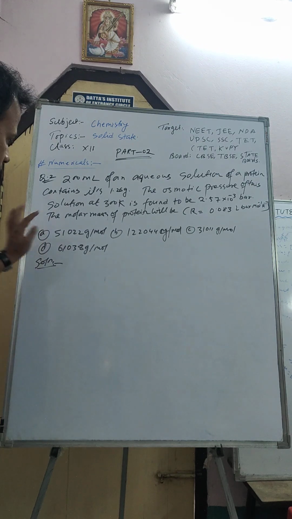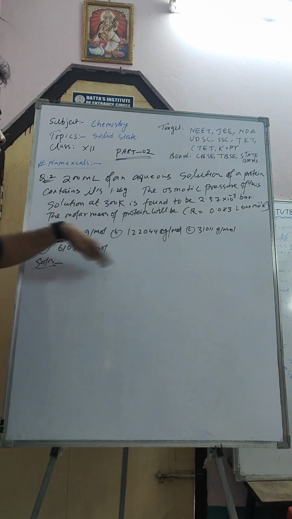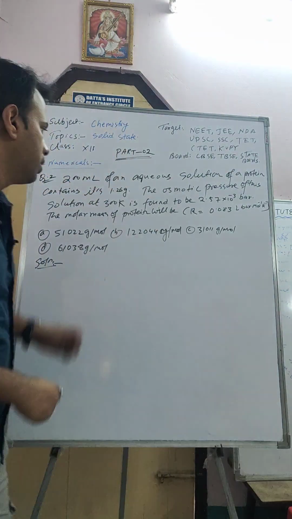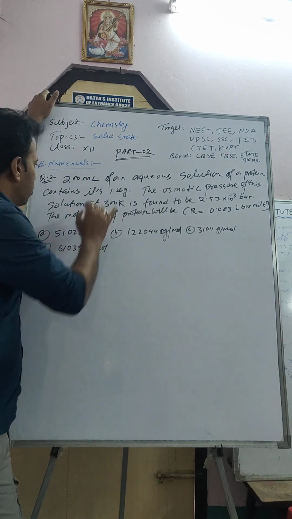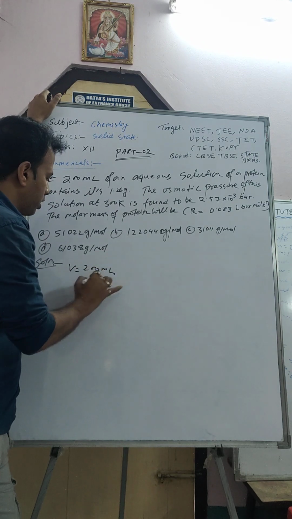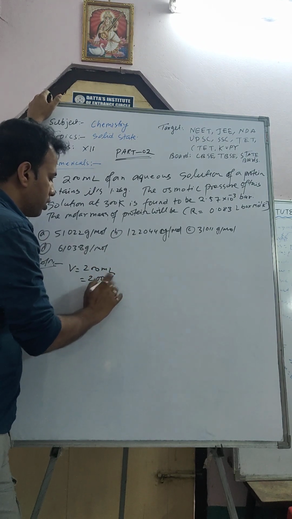So option A, B, C and D is given. Okay, so we have to find out the molar mass of the protein. So what is given here? Given V equal to 200 ml, that is 200 into 10 to the minus 3 liter.